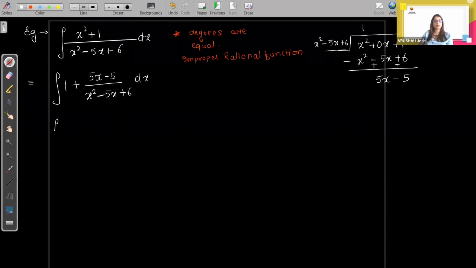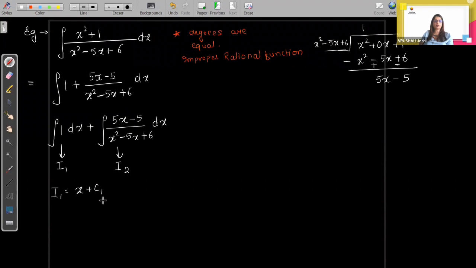Now you can separate this integration. This is going to be integration of 1 dx plus integration of 5x minus 5 divided by x square minus 5x plus 6 dx. This is your I1 and this is your I2, correct? And then at the end we will do I1 plus I2. I1 we know very well. I1 is equal to x plus C1. We can keep a box around this so that at the end of the session we know where we have written it.